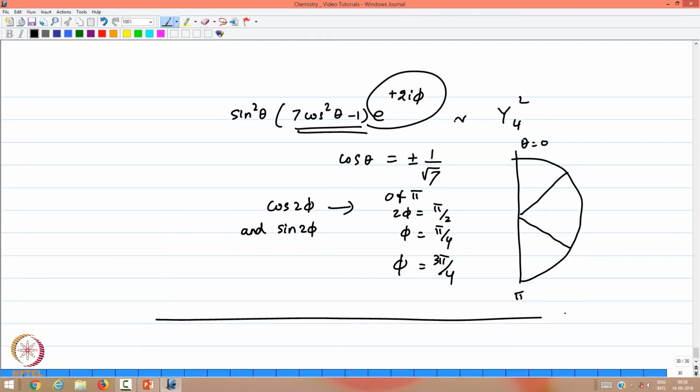with respect to the y, L equal to 4 and m equal to 2. So, likewise you can calculate all the other angular nodes for the problem. Okay.